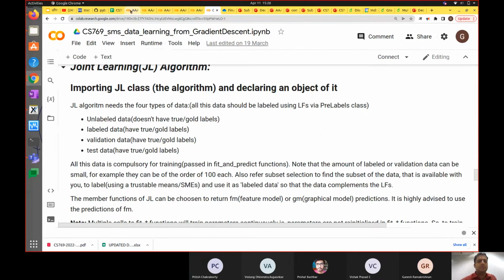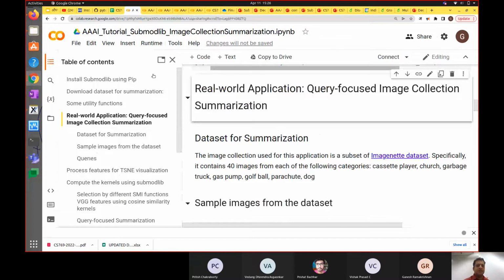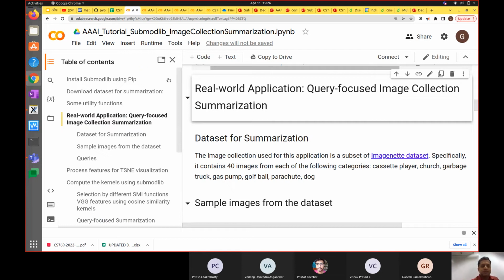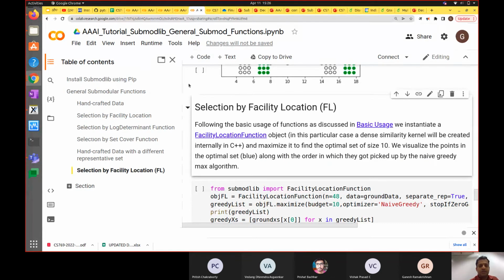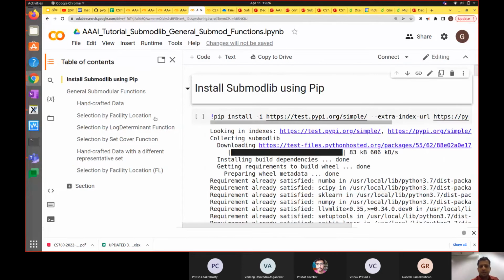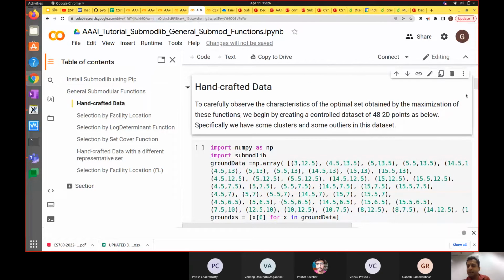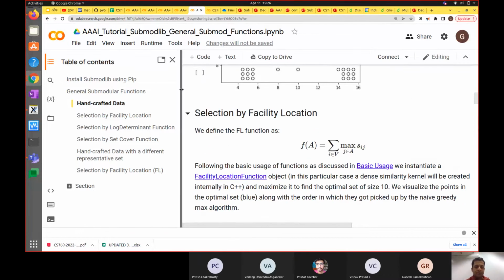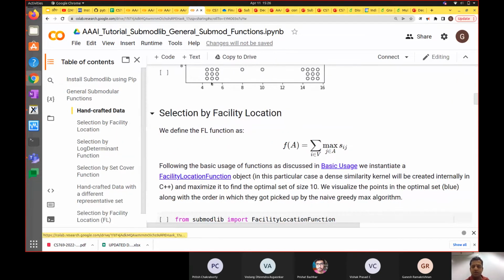Okay, so let's just run through some of these. I think I've given all these links here. So general submodular function, submodular mutual information, submodular conditional gain, and image summarization. Just quickly run through these. So this is the image collection, I think. This is a general submodular functions. So install submodlib using pip. You can create this handcrafted data. I was showing exactly that handcrafted data here, right? Select by facility location. You can choose your function, change it if you want.